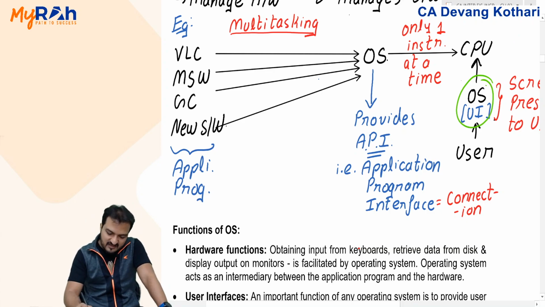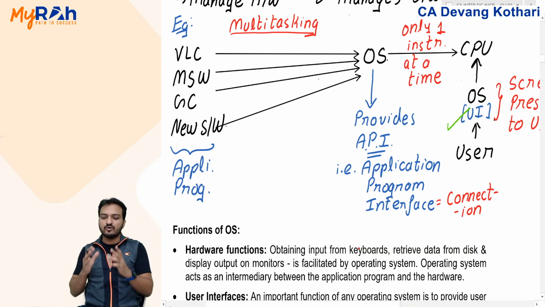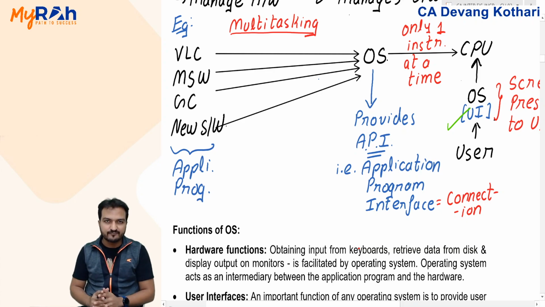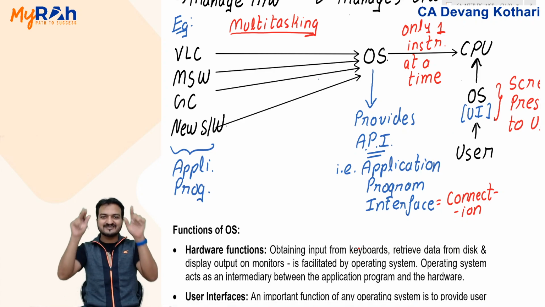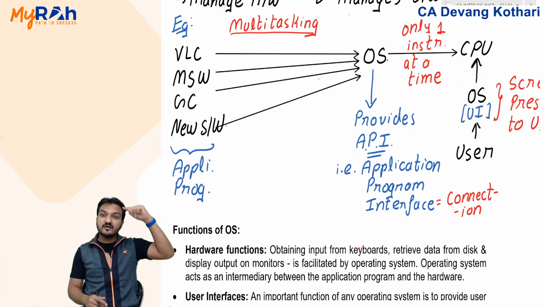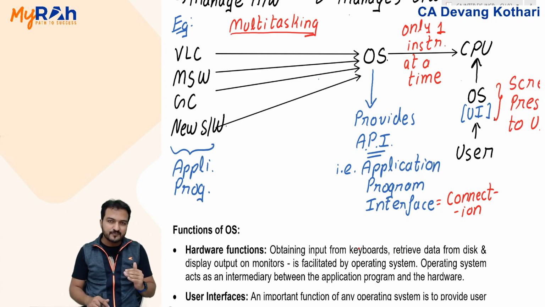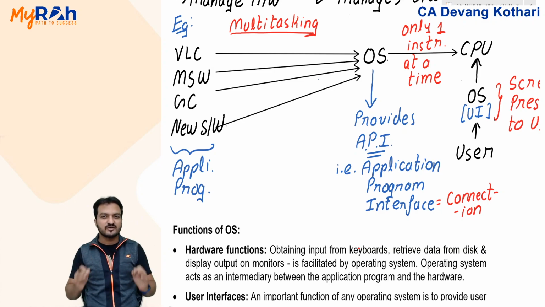Now, when I say the operating system creates an interface with the user, that is called the user interface, UI. Basically, user interface means the screen which is presented to the user. That screen presentation, earlier, used to be a non-graphical user interface, also called a command-based user interface.